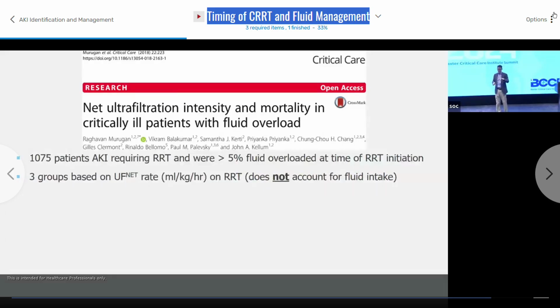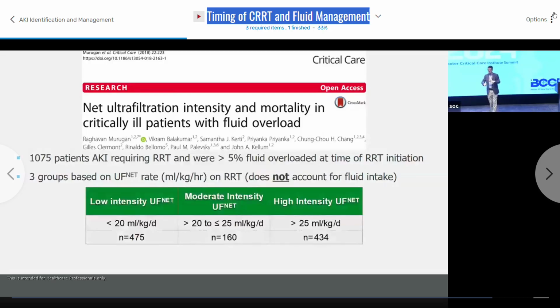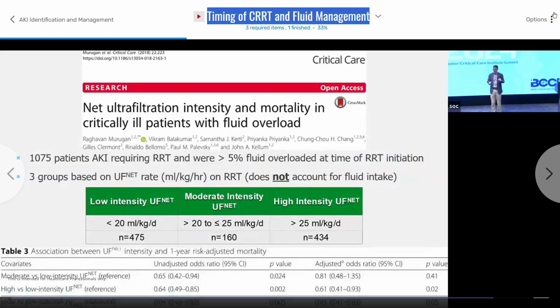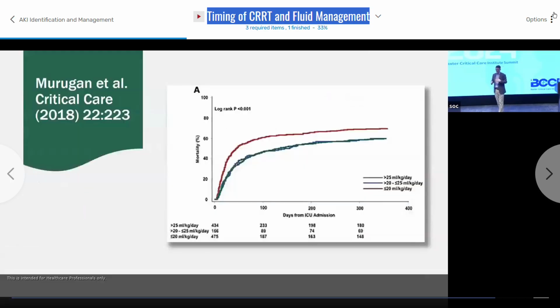The same group did another trial using a different retrospective database, and again looked at patients who were fluid overloaded at time of dialysis initiation, divided them into these categories of patients, and this group in this study, with the same researchers but using a different cohort of patients, showed that more fluid removal was better.